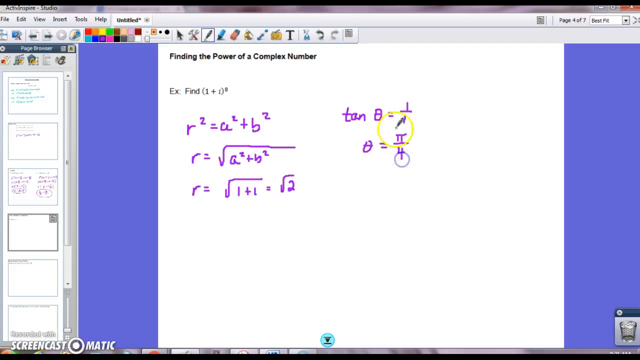And the reason I know it's pi over 4 and it's in the first quadrant is because if you graphed 1 plus i, you'd end up over here in the first quadrant. Okay, so I have r and I have theta.